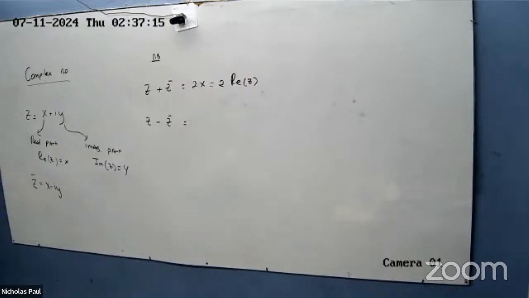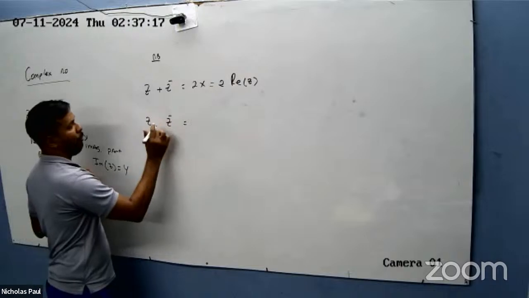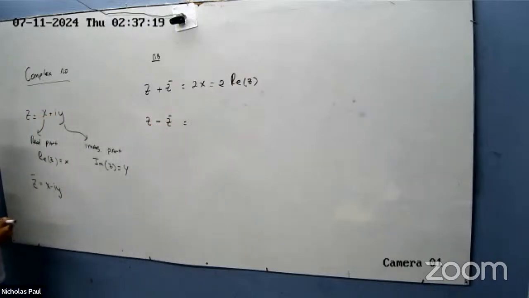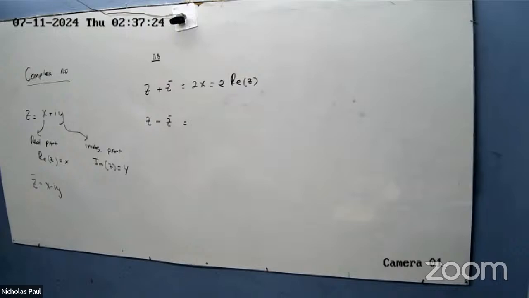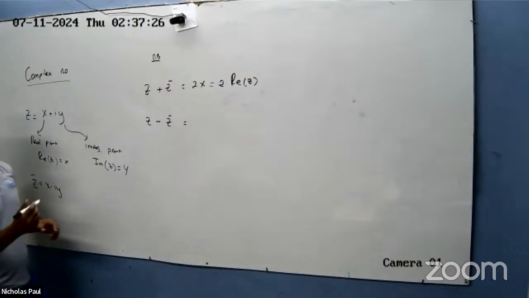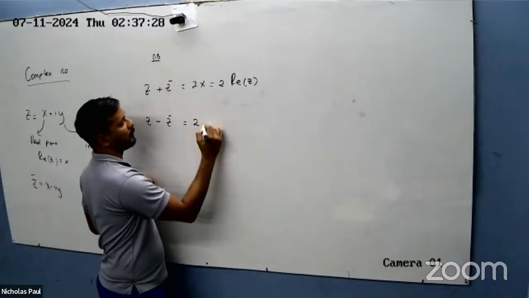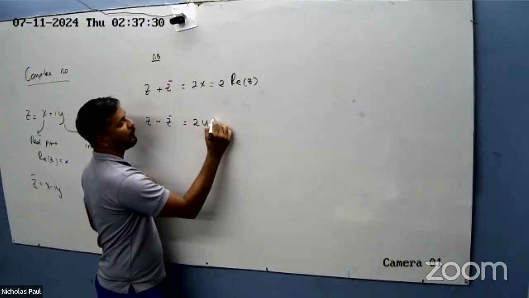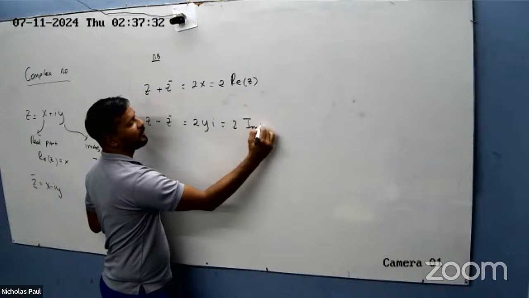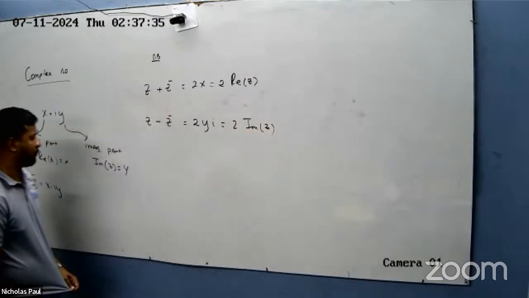Now, what is z minus z hat? It's 2yi, which is 2 times the imaginary part.